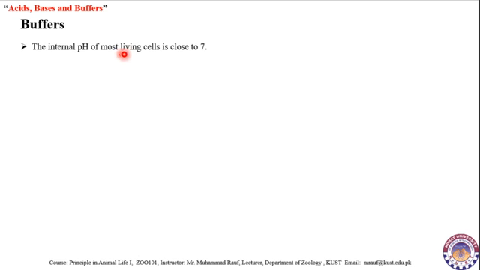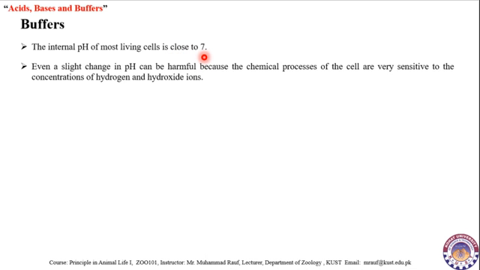The internal pH of most living cells is close to 7, close to neutral. Even a slight change in pH can be harmful because the chemical processes of the cell are very sensitive to the concentration of hydrogen and hydroxide ions. So a cell cannot afford to have a pH either below or above this particular level, because most of the processes going on inside the cell are at their optimum levels at this pH.